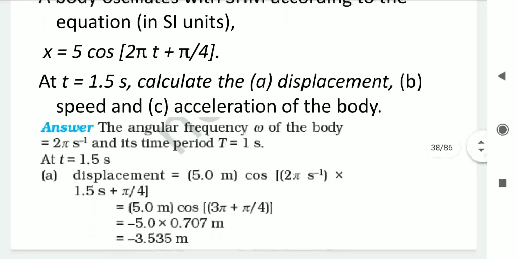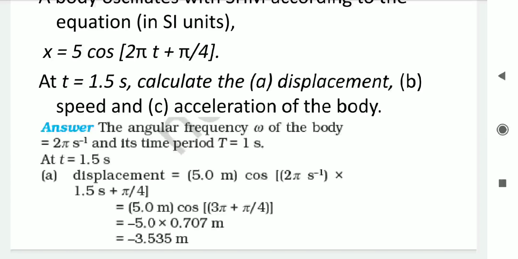Here angular velocity omega is given as 2 pi, right? We are having the standard equation x of t equals a cos omega t plus phi. So omega equal to 2 pi, capital T we are having 1 second, and instantaneous time is given, that is 1.5. So x of t equal to a, that is 5, cos omega, that is 2 pi, small t, that is 1.5 second, and phi, that is pi by 4. By substituting those values, solve that one, and we will get displacement minus 3.535 meter.